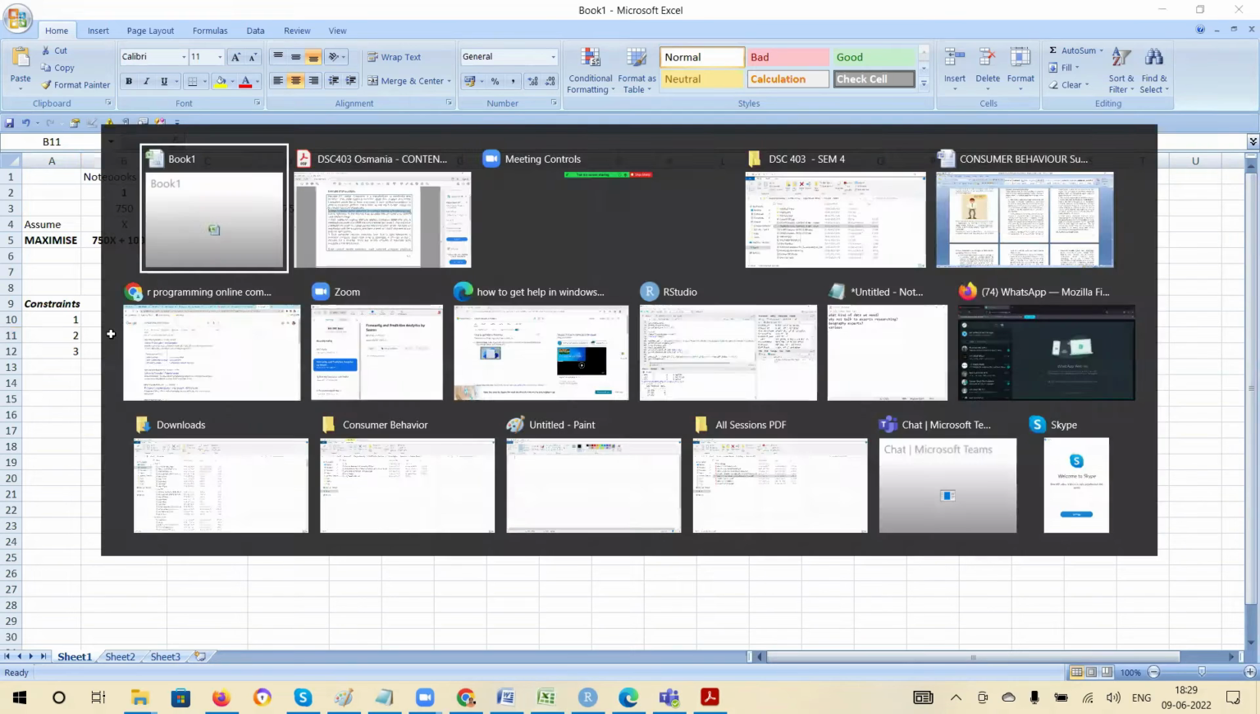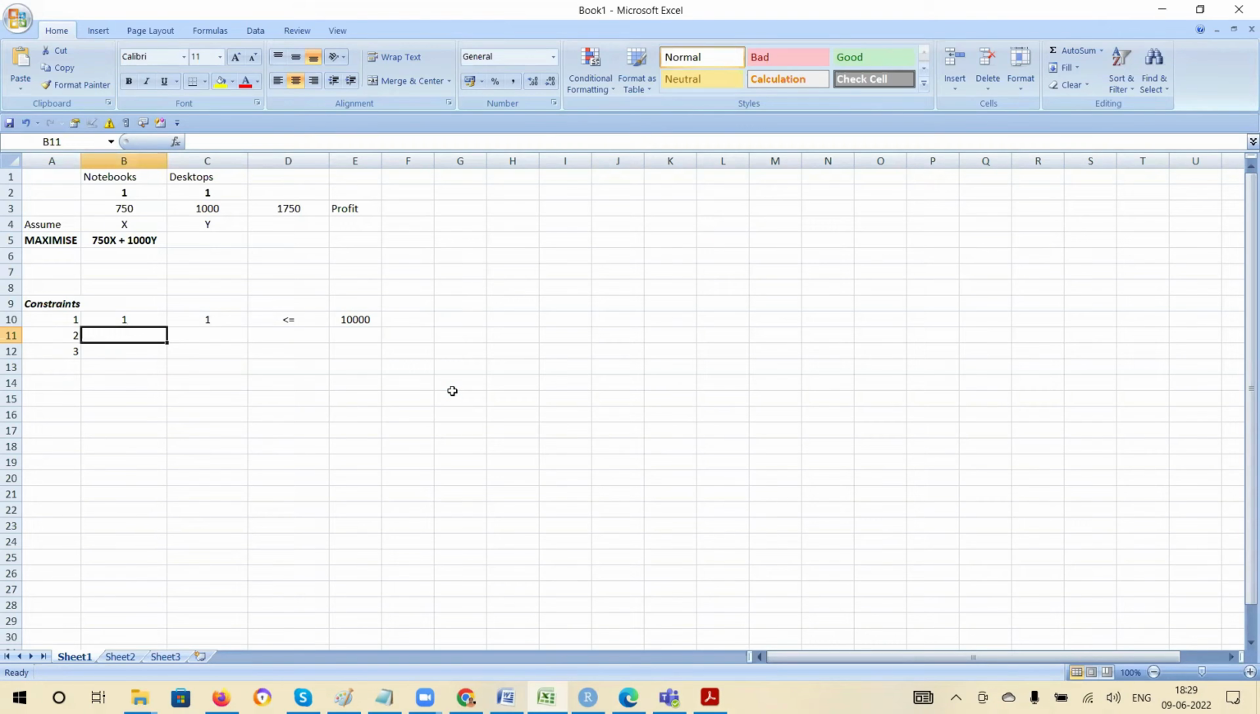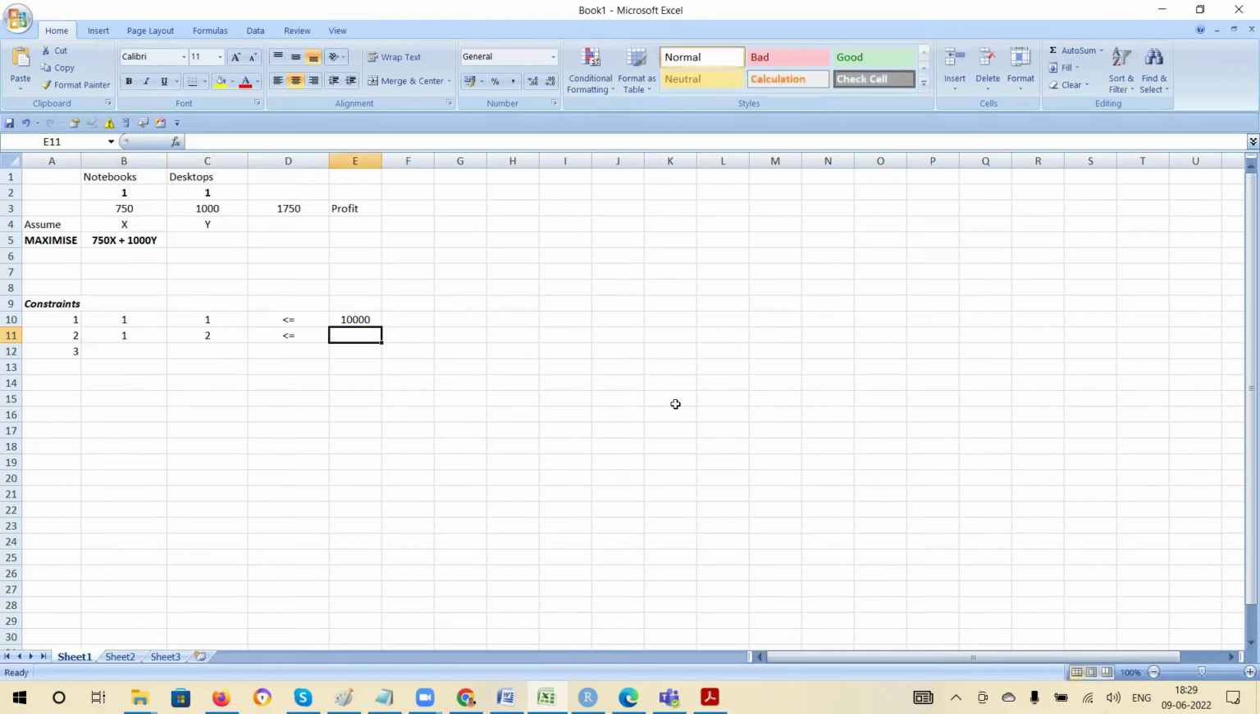Second constraint, it says here, each computer requires memory. Memory comes in 16 chips, so we have 16 memory chips only. A notebook needs 16 memory and desktop needs 32 memory. That means one chipset is enough for a notebook, but you need two chips, 32 chipset, for a desktop. And how many chipsets do you have in total? It says total we have 15 chipsets. So you put 15 here.